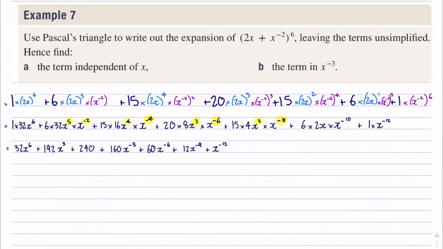Okay, so for question A, they wanted the term independent of x. This means the constant. No x. Which term in here had no x? This 240.